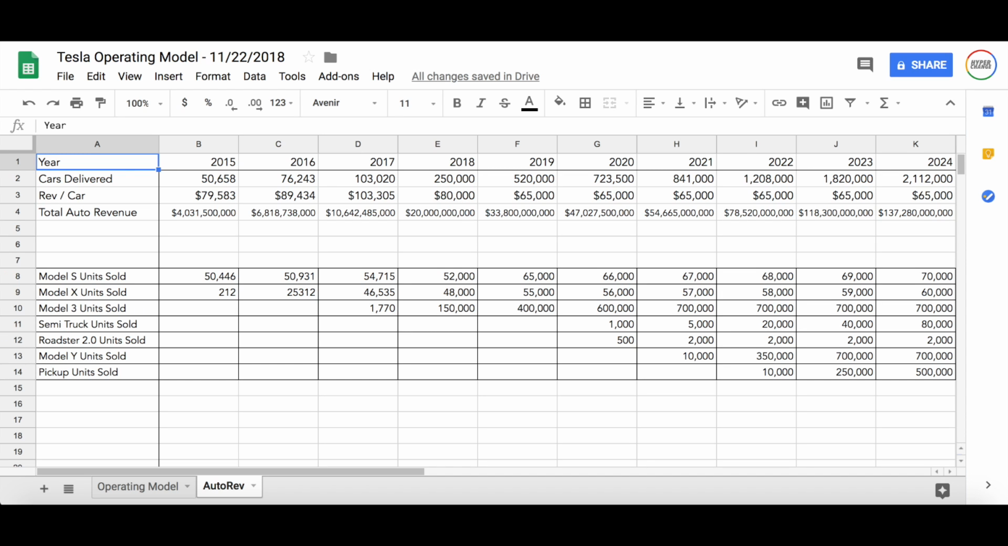The way I run this calculation is I put the unit sales of each car for each year that I think they're selling, and total that up in the cars delivered tab up here. And then right below that, I have a revenue per car up until 2017. This is the historical numbers of what it actually was. And then in 2018 and onward, it's just an estimate. Then I do cars delivered times average revenue per car, which gets me to total automotive revenue.